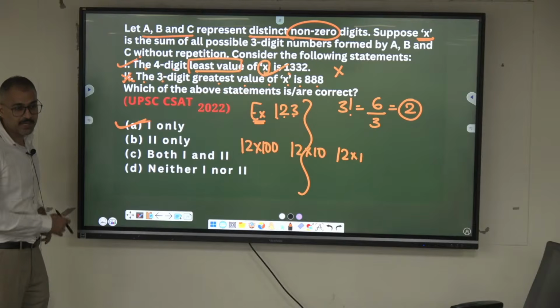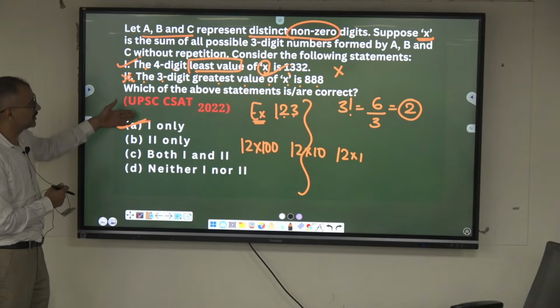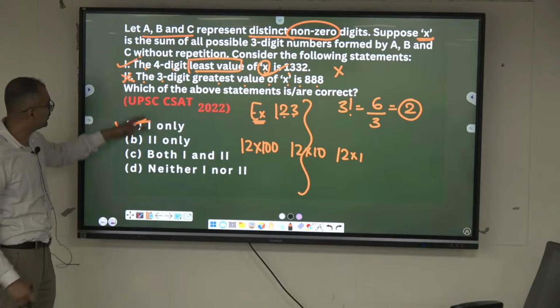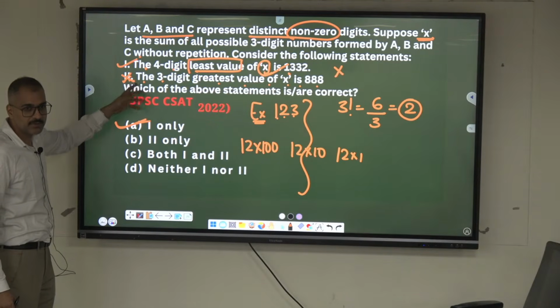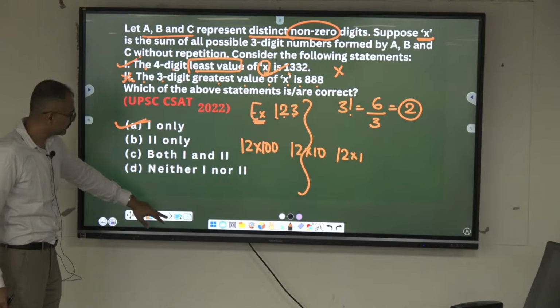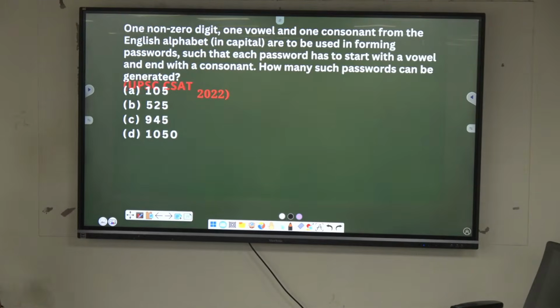Here also there is comprehension. Numbers play a very small role here. The literature behind those numbers, the concept, that is the main thing. One non-zero digit. One vowel and one consonant.